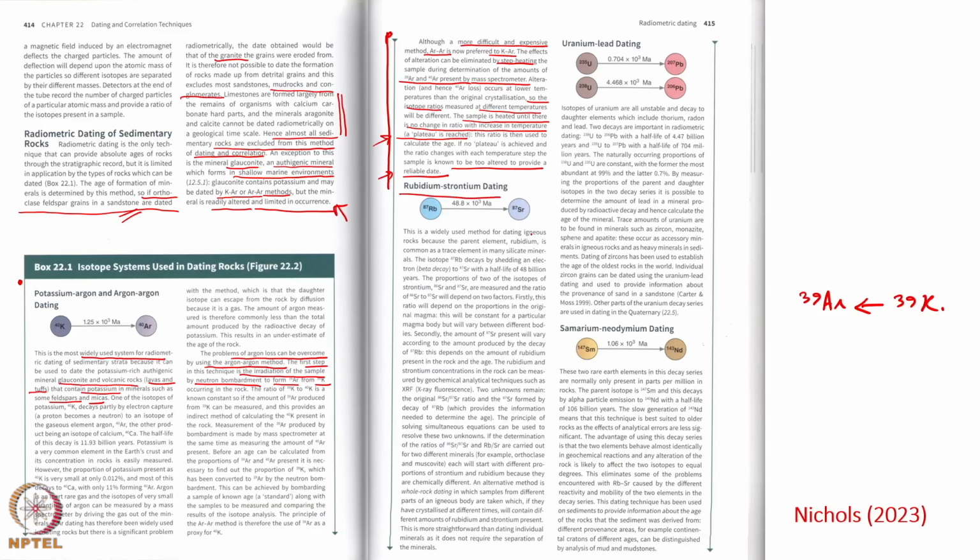The rubidium-strontium dating is a widely used method to date igneous rocks because the parent element rubidium is common as a trace element in many silicate minerals. The 87 by 86 Sr ratio depends on the proportion in the original magma. The rubidium and strontium concentrations in the rock can be measured by geochemical analytical techniques such as XRF, X-ray fluorescence. Instead of specific mineral dating, whole rock dating can be performed with the Rb-Sr method. If the igneous rock crystallizes at different times, it will contain different amounts of rubidium and strontium.